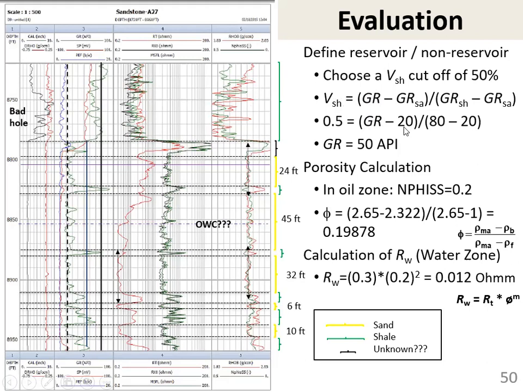From the sand line, I have 20, and from the shale line, I have 80. So using this formula, this is 0.5, this is yet to be known, 20, 80. So this will give you 60, 60. You take this to the other side, this gives you 30, and this comes here, so that gives you 50.